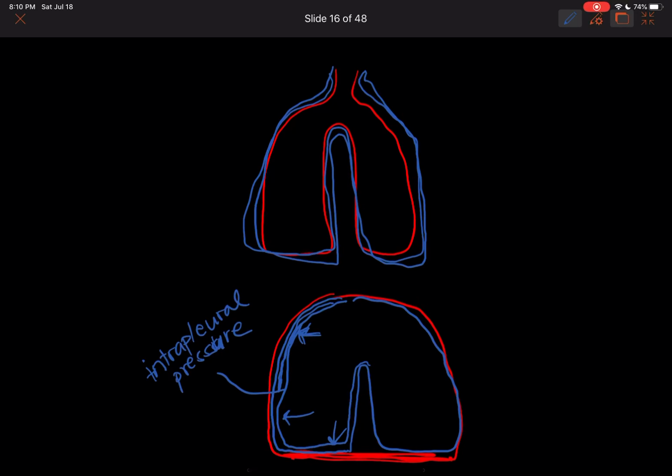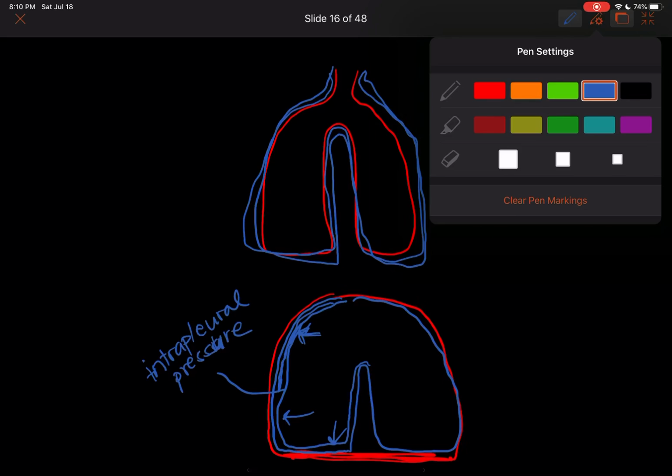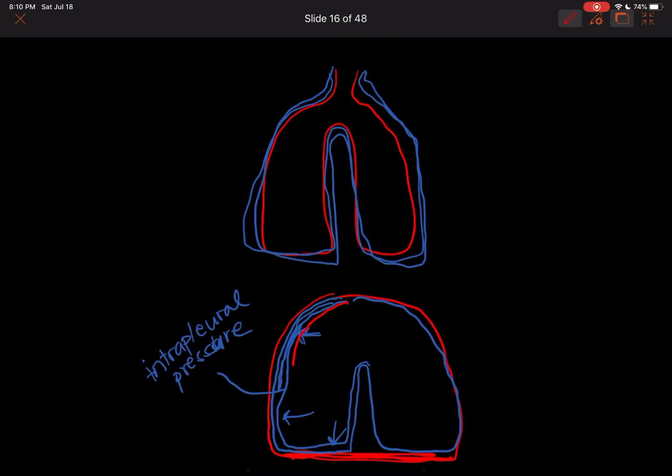Okay, now that visceral pleural layer is also attached to your lung tissues, which means that visceral pleural layer is what pulls the lungs outwards as well when those fluid layers are pulling.